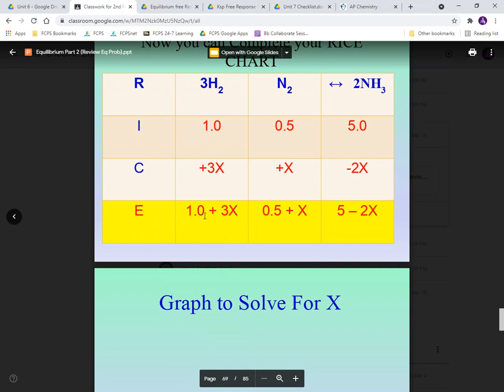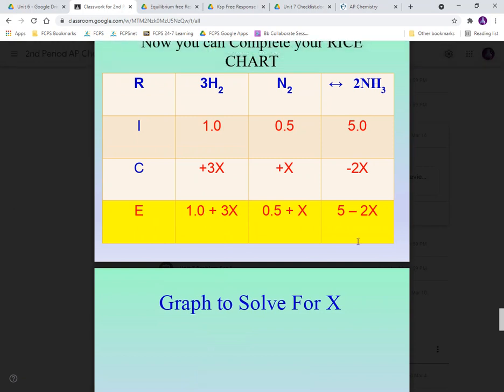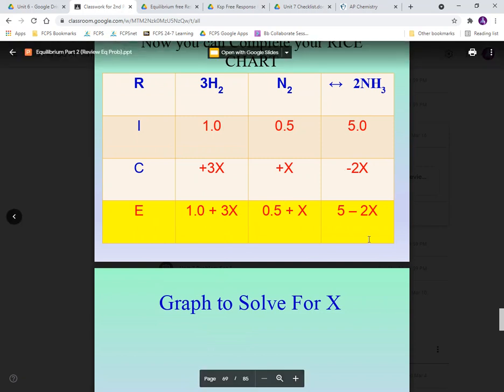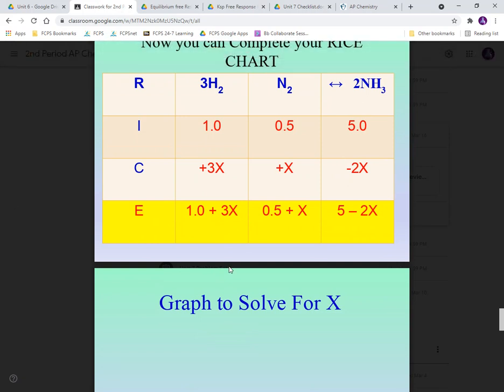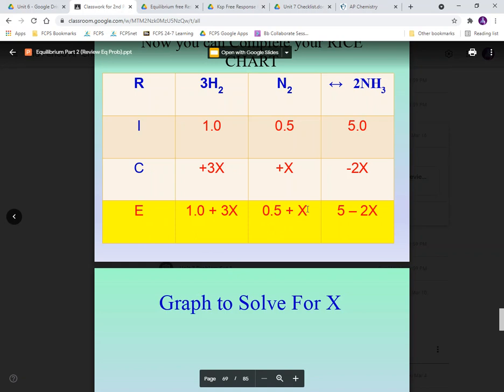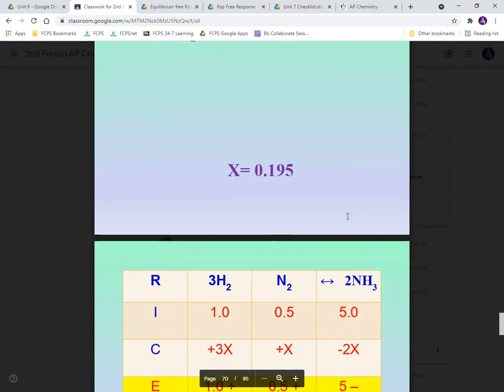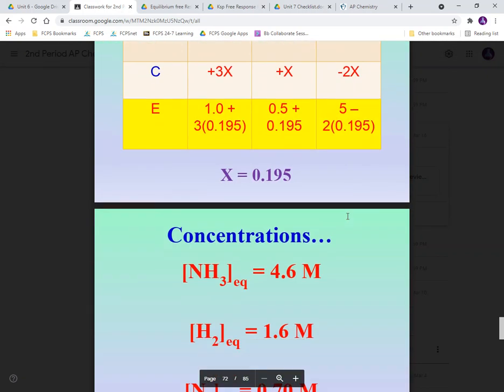And also, we have the K value, but we do not have any of the equilibrium concentrations. So this example problem also is one where you need to graph it and find the intersection. When you find the intersection, that's your X value. And that's the one that you plug in here to get your equilibrium concentrations, like so.